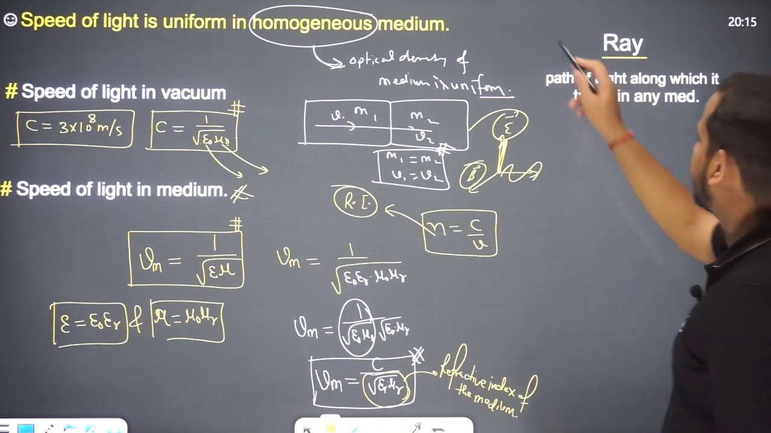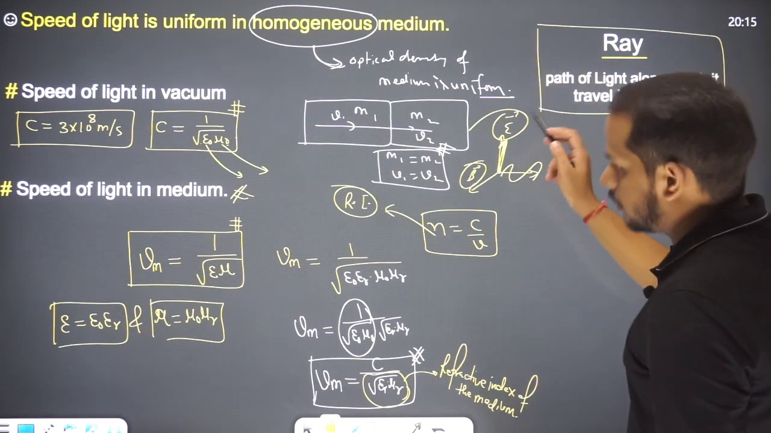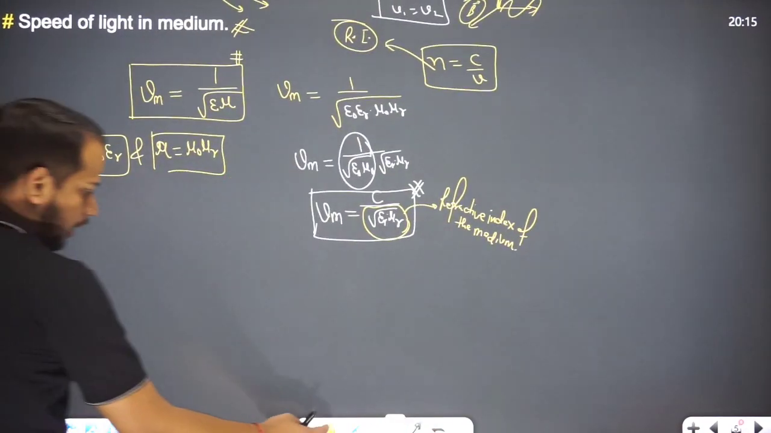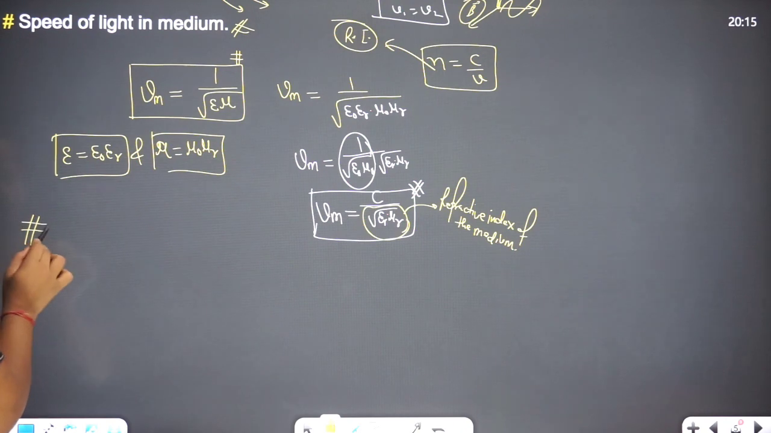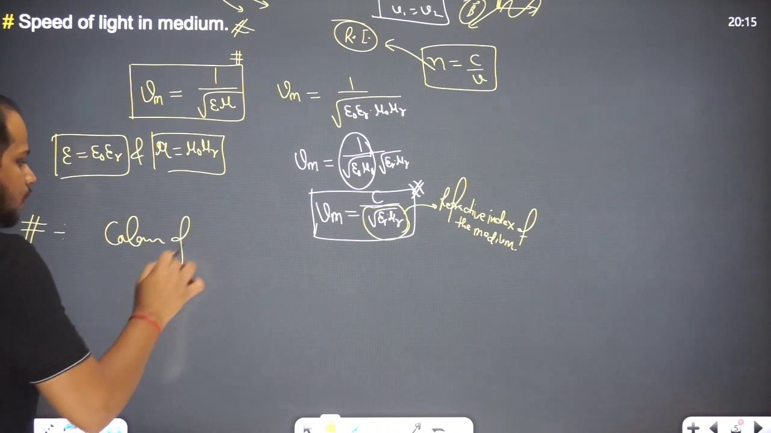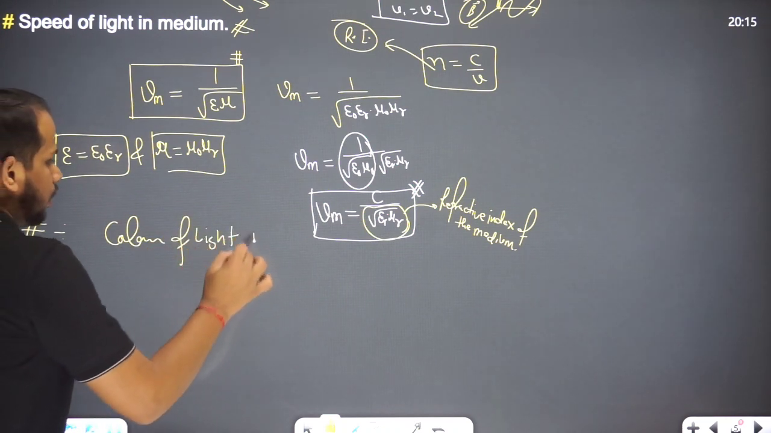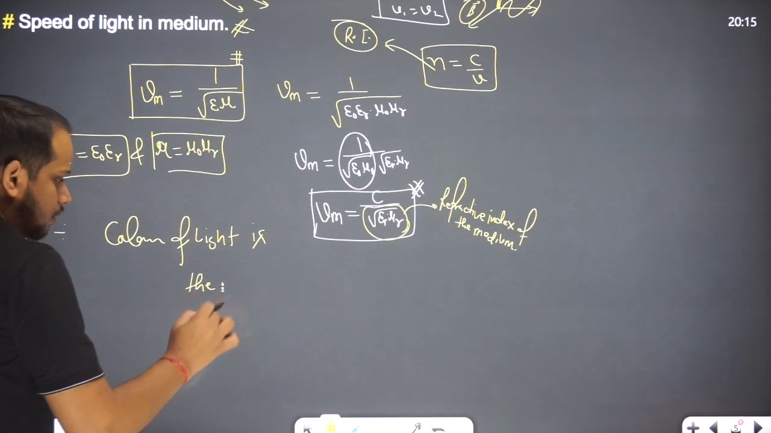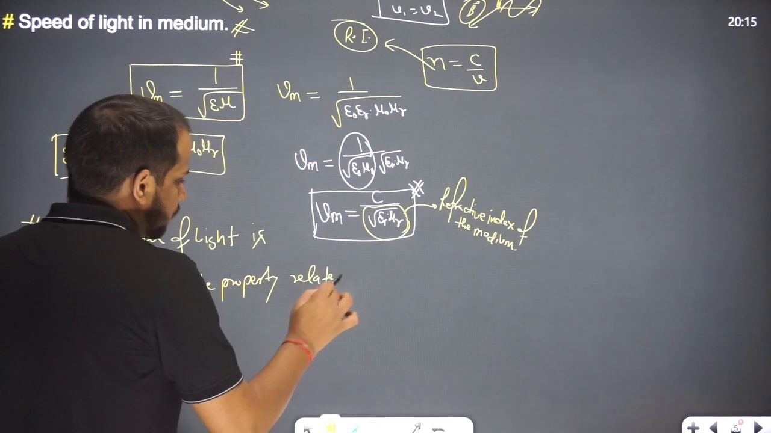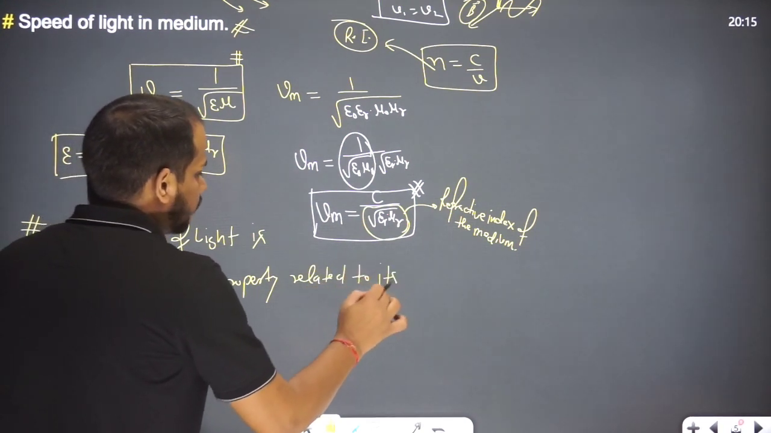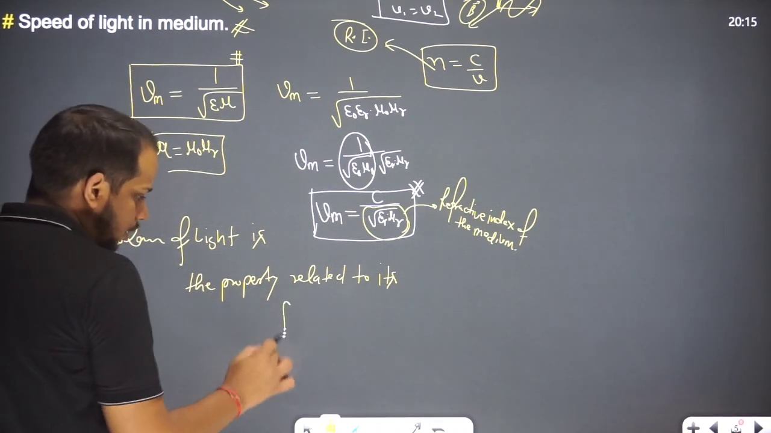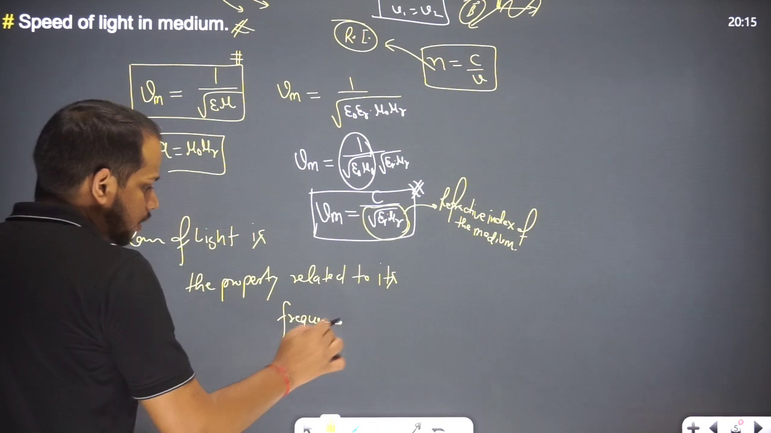The next is ray, right? Before coming to ray, I think we left one property. Let's see that one property here. If we are dealing with light, there is one property, that is the color of light. The color of light is a property related to its frequency. It's a property of frequency.